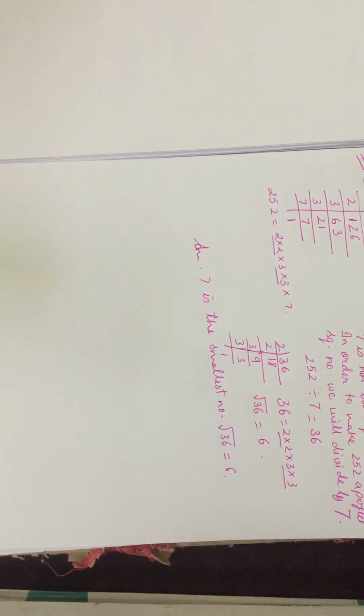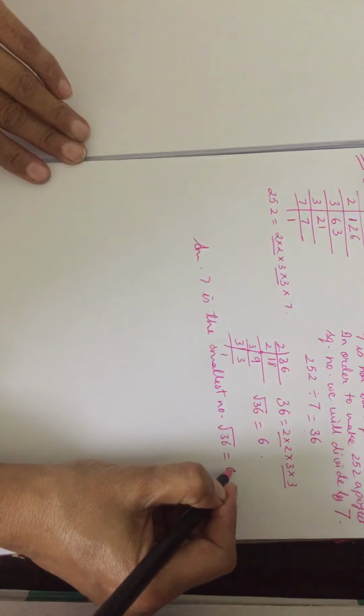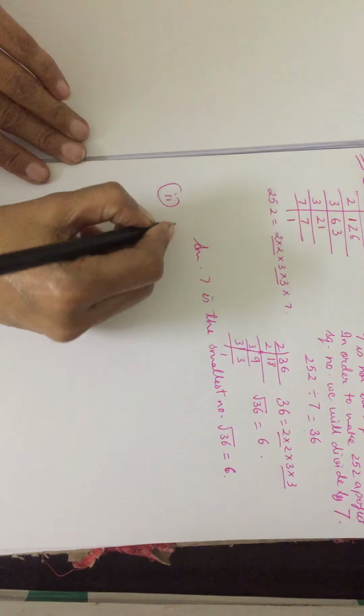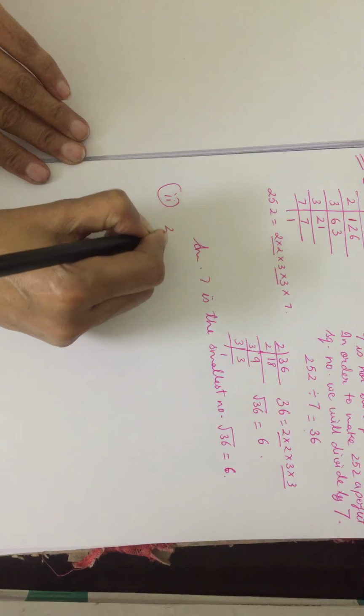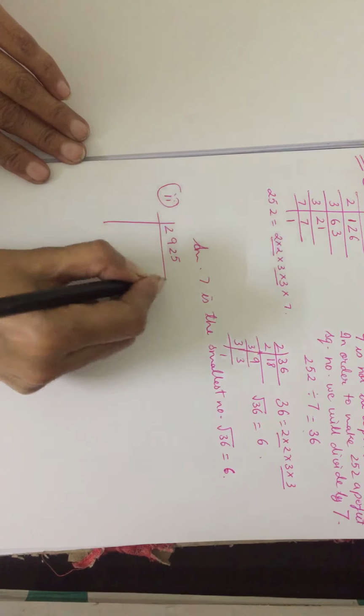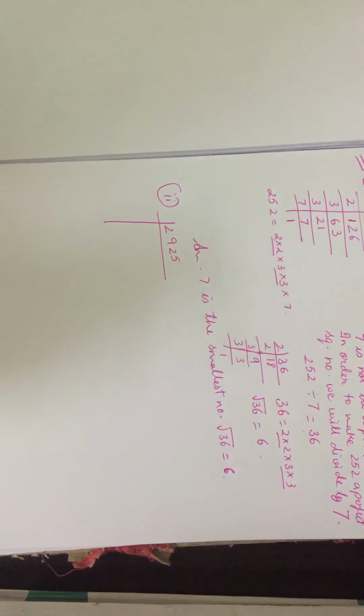Okay. Now the second one. Second is 2925. Let us start making the prime factors of this number.